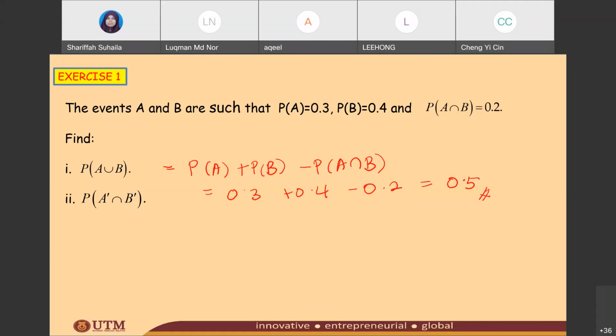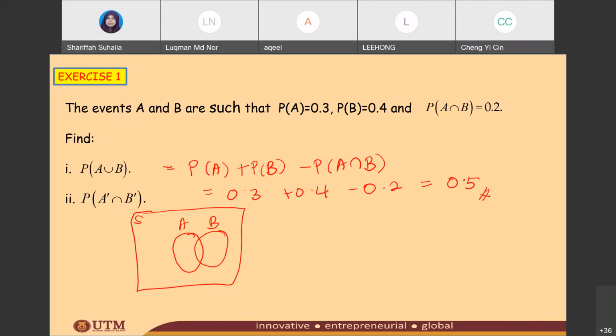So the next one, probability A prime intersect with B prime. Okay, if you're not sure, you can draw the Venn diagram. Kat mana A prime intersect with B prime? So let's say if you have set A and also set B. Kita letaklah ini S maksudnya sample space. A prime does not belong in A. B prime does not belong in B. So here and also outside.